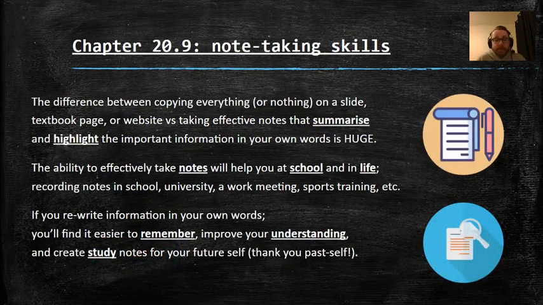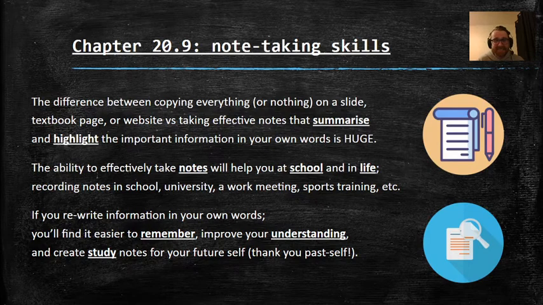The difference between copying everything or nothing on a slide or textbook page or website versus taking effective notes, so really good notes that summarize and highlight the important information in your own words, is huge. All capital letters. It's very important.